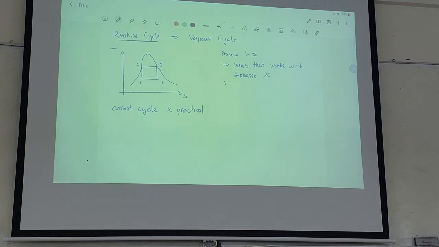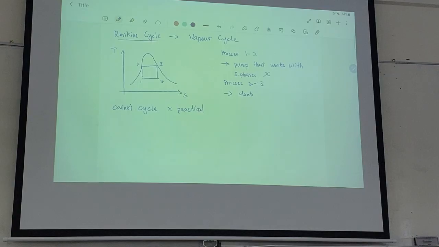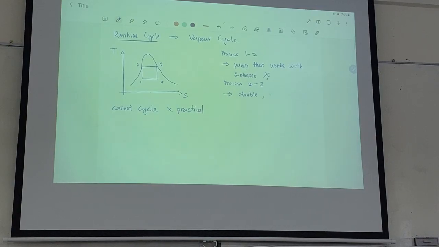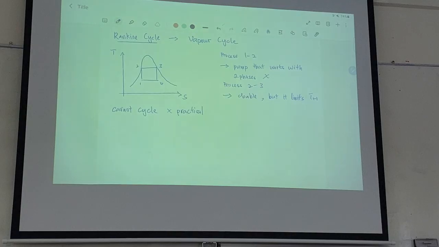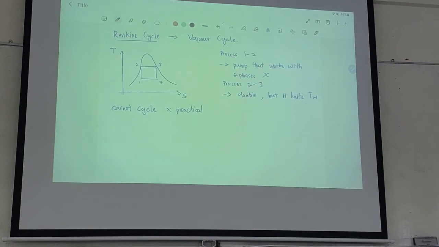So 2 to 3 technically is doable, but it limits TH basically, the high temperature, or it limits the temperature of heat addition. Because pretty much we learned that actually the higher the temperature of heat addition, the more efficient the process will be, the more energy we also can generate. So that is also the issue.